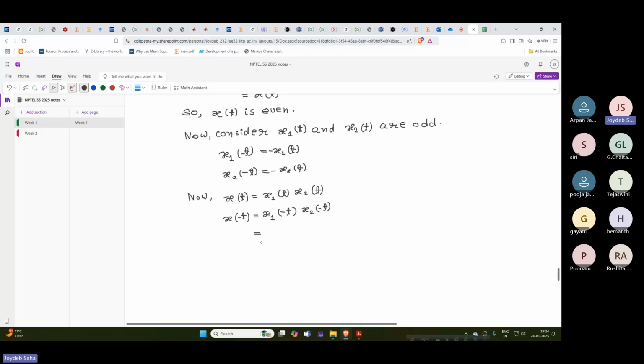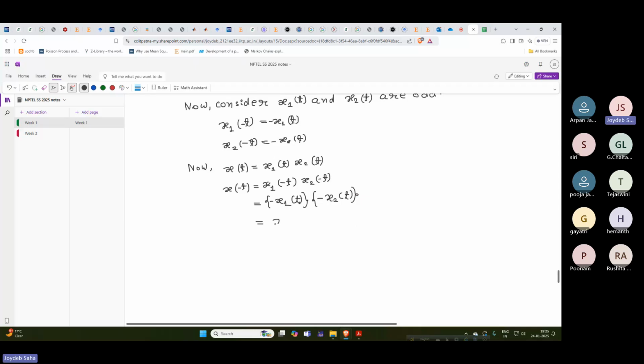It means this is minus of x1(t) multiplied with minus of x2(t), which means this is again x1(t) multiplied with x2(t), equal to x(t) itself. So if x(-t) is equal to x(t), then x(t) is even.